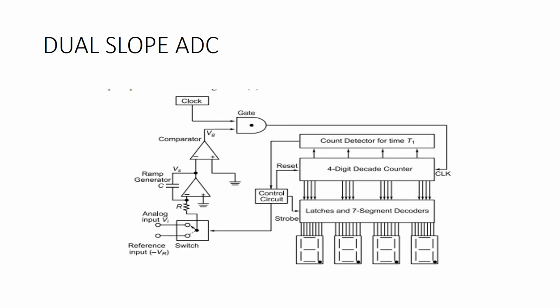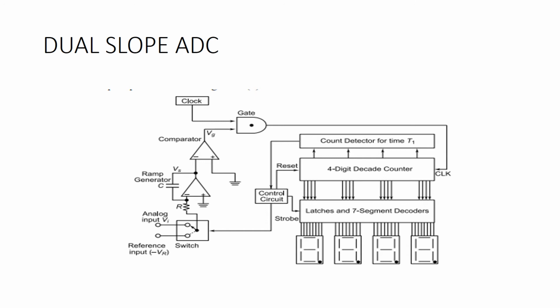In the dual slope A to D converter, the integrator generates two different ramps. One with the unknown analog input voltage Vi as the input and another with the known reference voltage Vr as the input. Hence it is called dual slope A to D converter. So here in this diagram, assume that the 4-digit decade counter is initially reset to 0000. The ramp voltage Vs is reset to 0 volt.